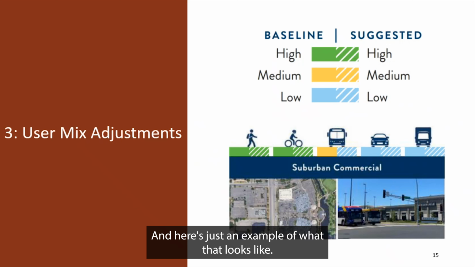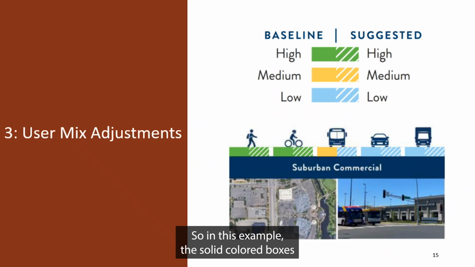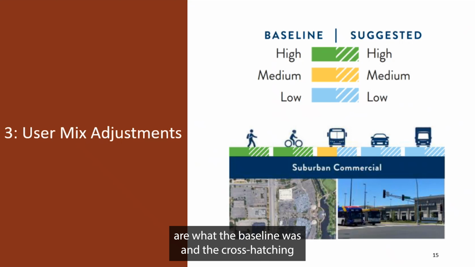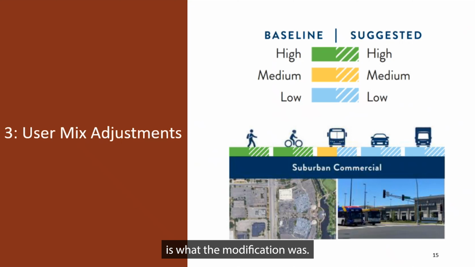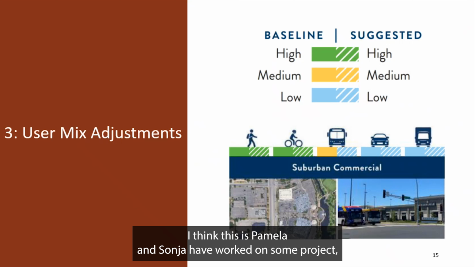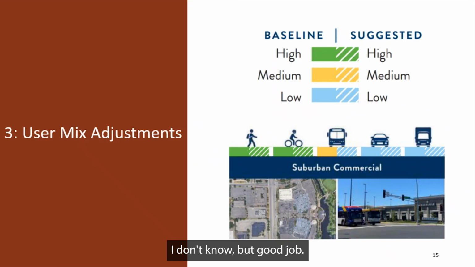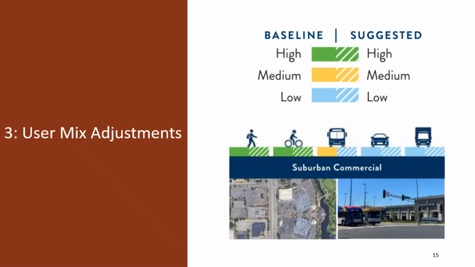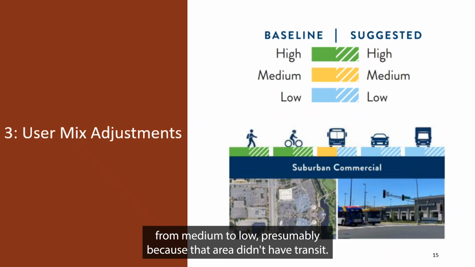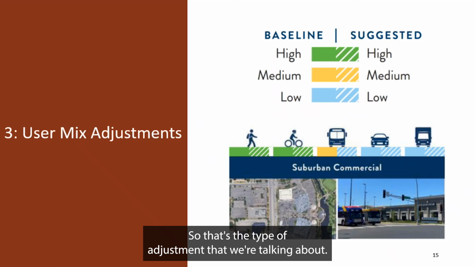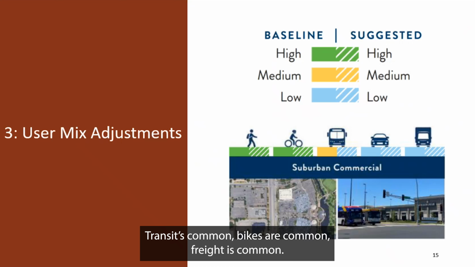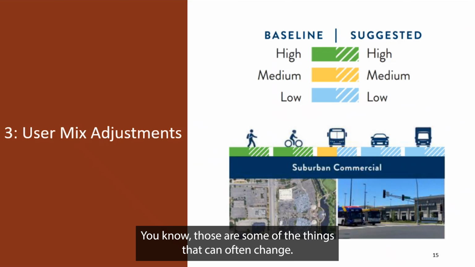And here's just an example of what that looks like. So in this example, the solid colored boxes are what the baseline was, and the cross hatching is what the modification was. And I think this is Pamela and Sonia's work from some project. I don't know, but good job. So in this case, they shifted the transit category from medium to low, presumably because that area didn't have transit. So that's the type of adjustment that we're talking about. Transit's common, bikes are common, freight is common. So those are some of the things that can often change.